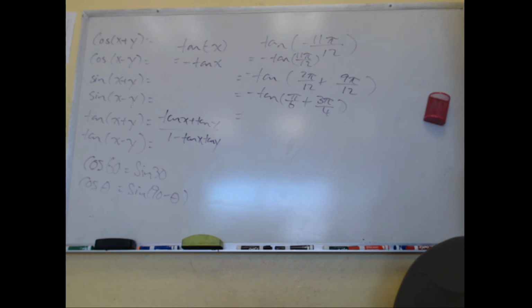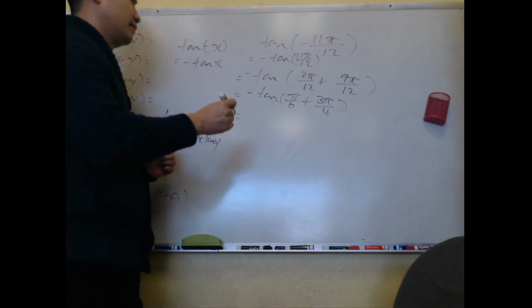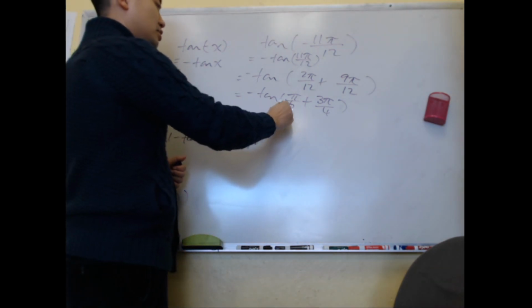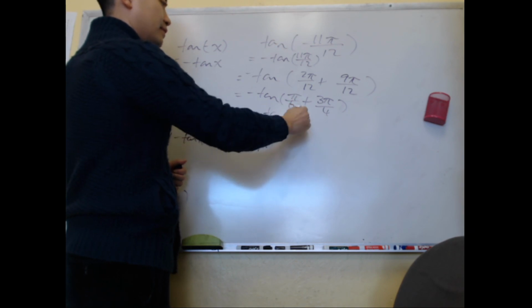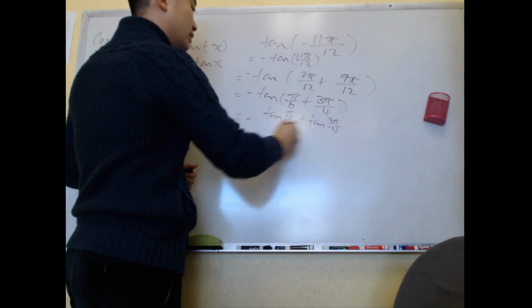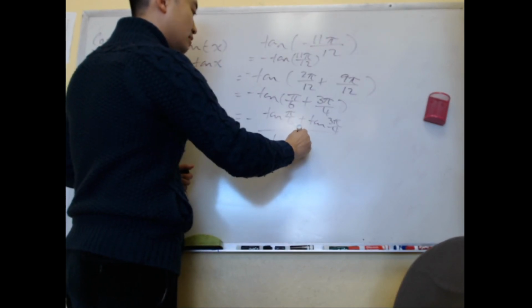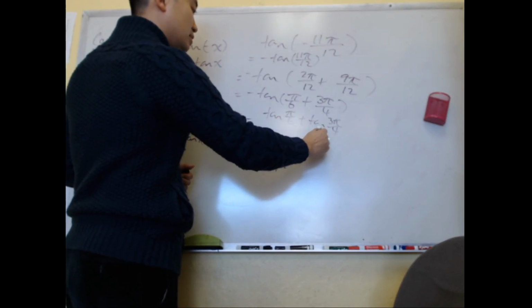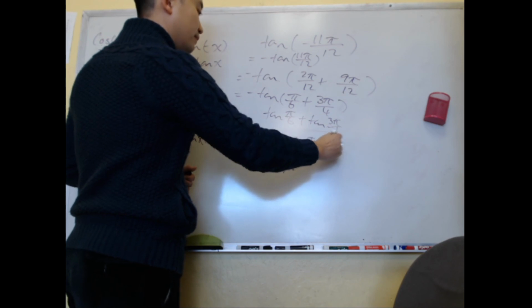You guys see the setup here? So you have to simplify the setup, and then you try to expand it. So negative tangent of pi over 6, and then plus tangent of 3 pi over 4, and then it's all over 1 minus tangent of pi over 6 times tangent of 3 pi over 4.